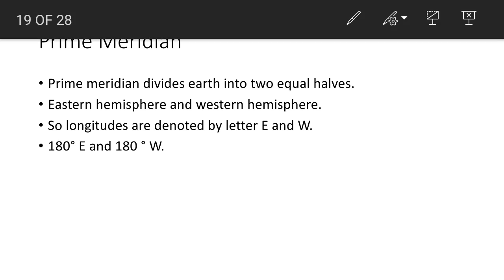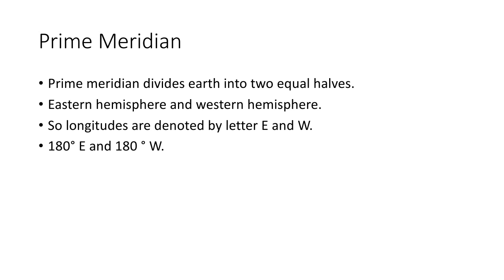And here I am going to give a small definition for prime meridian. Prime meridian divides the globe into two equal halves. Equator also divides the globe into two equal halves, that is into northern hemisphere and southern hemisphere. Prime meridian divides the globe into two equal halves. What are they? Eastern hemisphere, right, and left, that is western hemisphere. And it is denoted by the letter E and W. Latitudes are denoted by N and S. Longitudes are denoted by E and W. For example, I have given here 180 degree east and 180 degree west.